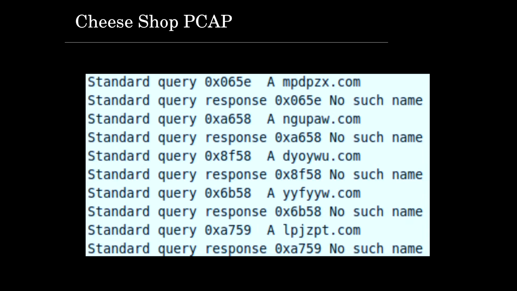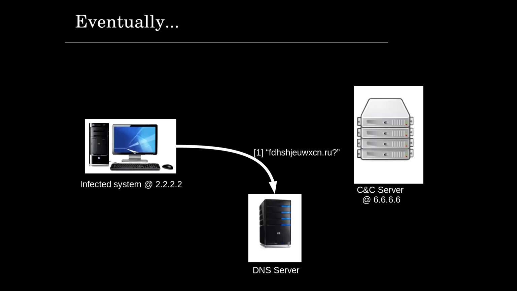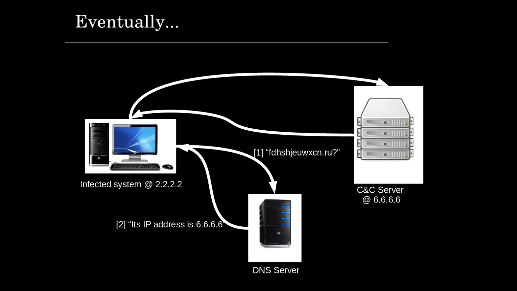But recall that the CNC server had actually registered one of those domains. One of those domains is a valid domain now that points to the IP address of the CNC server. So eventually, the infected system is going to make the golden query, and the DNS server is going to excitedly jump up and down. Oh my God, I know this one. It reaches down to the drawer and pulls up the IP response. And the infected system is elated. Now it finally has the IP address of the CNC server as before, and it contacts it as before, and all is well with the world.